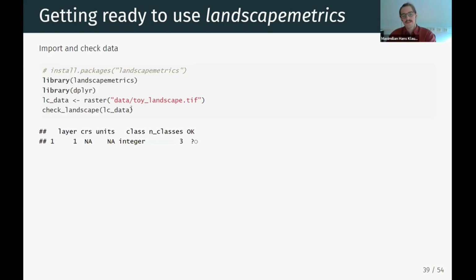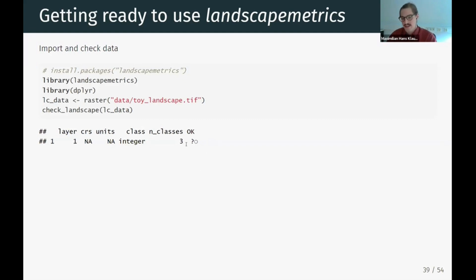We then implemented in landscapemetrics the check_landscape function, and this is most likely the first function you should use from the landscapemetrics package for each landscape you want to look at. The function checks if the landscape fulfills all the basic requirements of the package. For example, it checks if there is a coordinate reference system, it checks the units of this system, it then checks if the values are discrete classes and how many classes you have, and in the end it will give you a final verdict on whether that raster is okay or not.